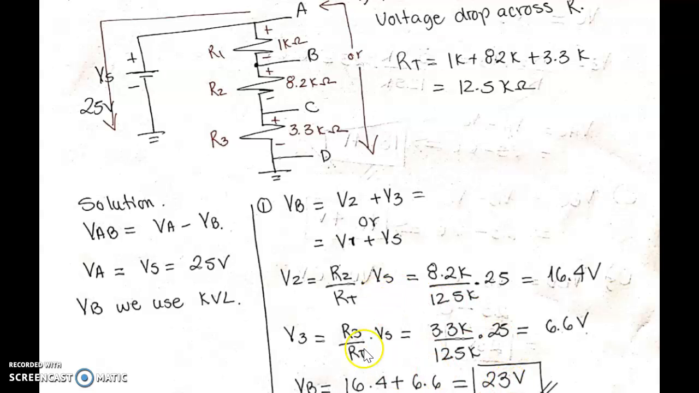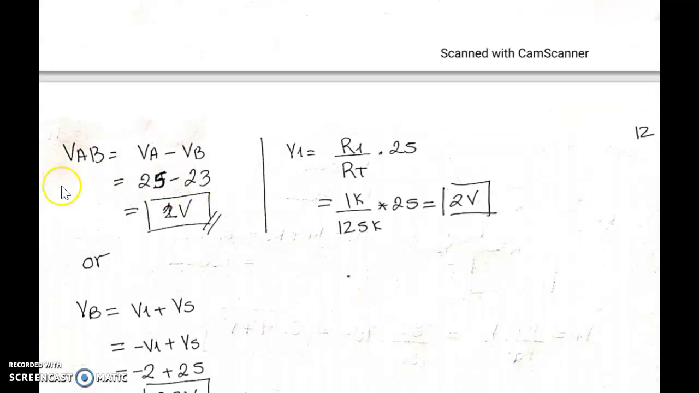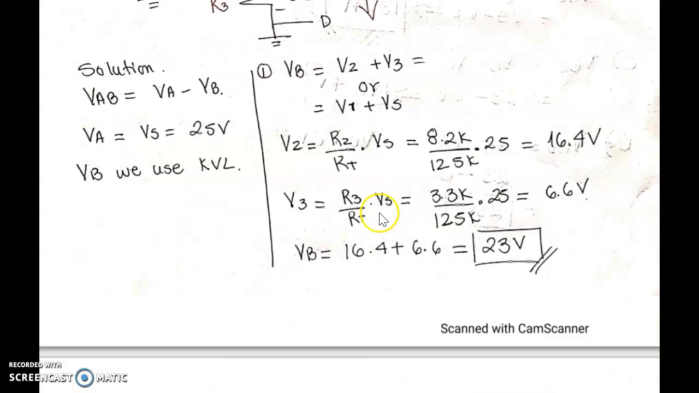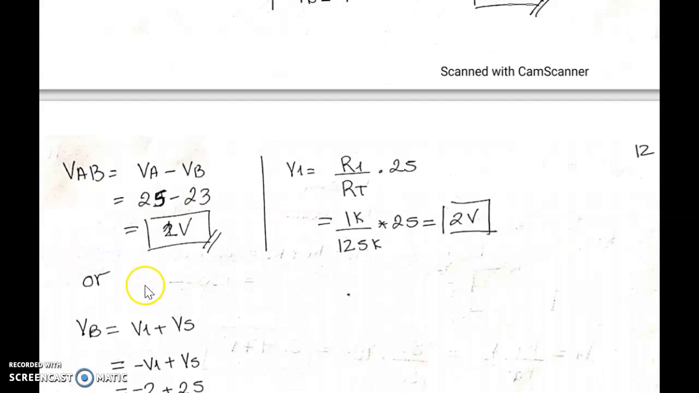But I'm not finished. Now I have the voltage VA and the voltage VB. So now I have to subtract them. VAB is VA minus VB, which is 25 minus 23. I get 2 volts. But if I look closely at this circuit right here, VAB is actually just the voltage across this resistor, which is V1. So I can check my answer and say V1 is just R1 over R total times the source, which is 2 volts. So it is the same. So they check out.